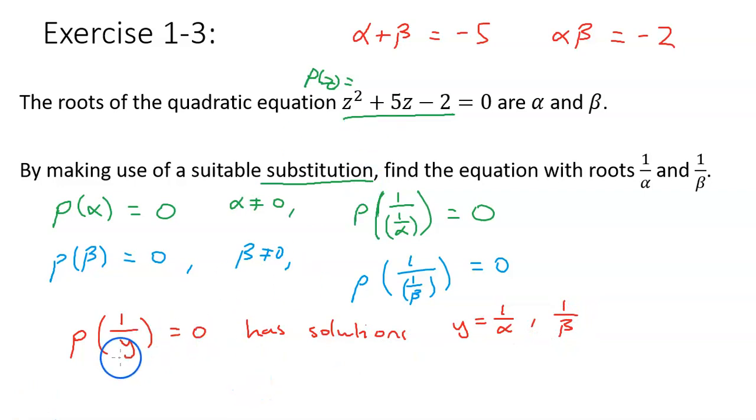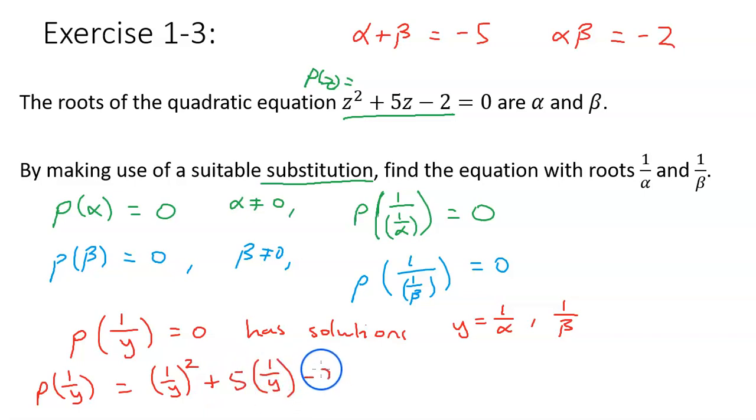And then from there, just observe that p of 1 divided by y is equal to 1 divided by y squared plus 5 times 1 divided by y minus 2. Well, I'm sorry, it itself is not a polynomial, but when we set it equal to 0, we can get an equation with a polynomial equal to 0. That's what I meant to say. Don't hold me too responsible. So 1 divided by y squared plus 5 divided by y minus 2 equals 0.